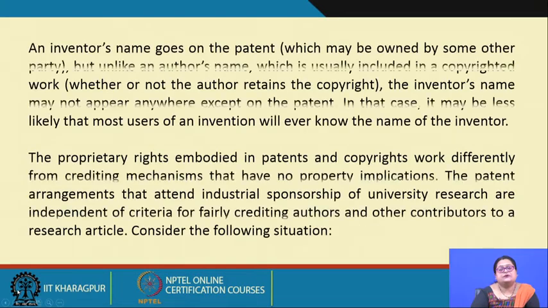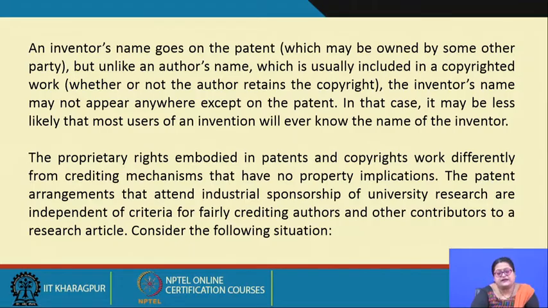So, when an inventor's name goes on the patent, which may be owned by some other party, unlike an author's name which is included in a copyrighted work, whether or not the author retains the copyright, the inventor's name may or may not appear anywhere except on the patent.